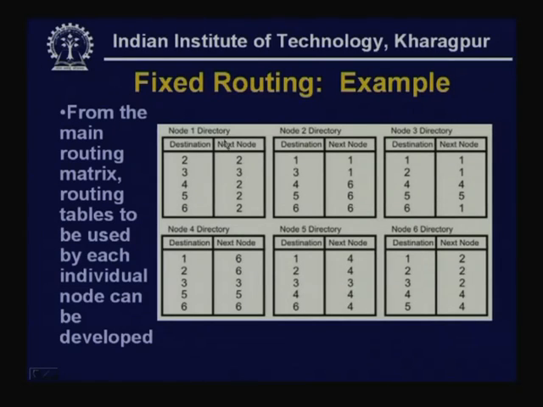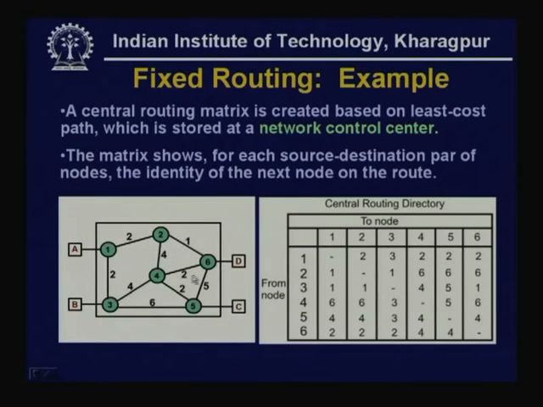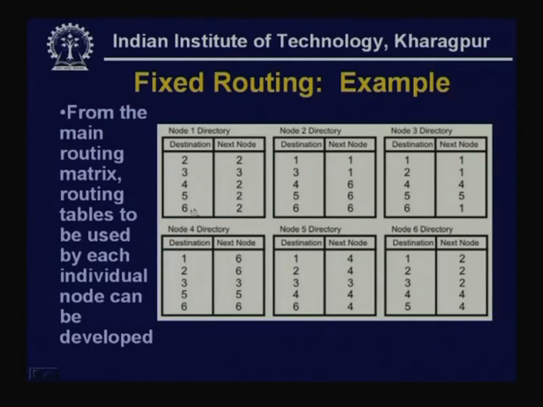So, this is the directory for node 1. If the destination is 5, it has to be forwarded to 2. As you can see, for 4, 5 and 6, if these are the destination nodes, the packets are to be forwarded to node 2 in all the cases. This is quite evident from this topology. So, in this way, from the main routing matrix, routing tables can be developed and kept in each of these nodes, to be used by each individual node. So, this is a distributed routing algorithm.